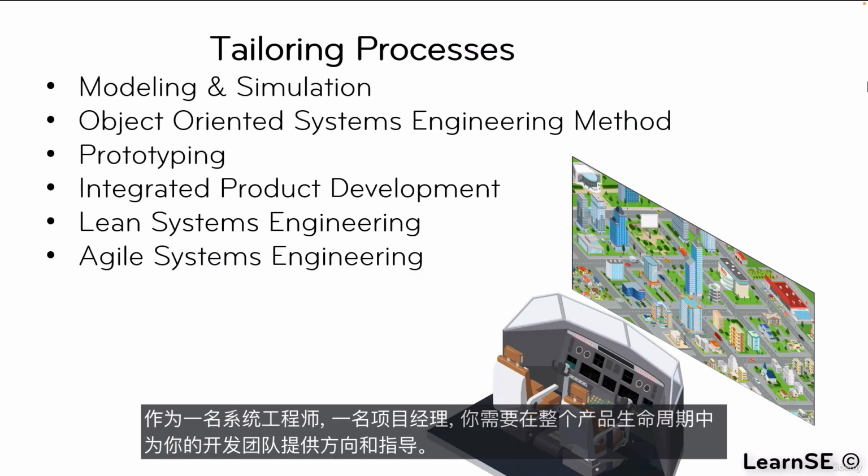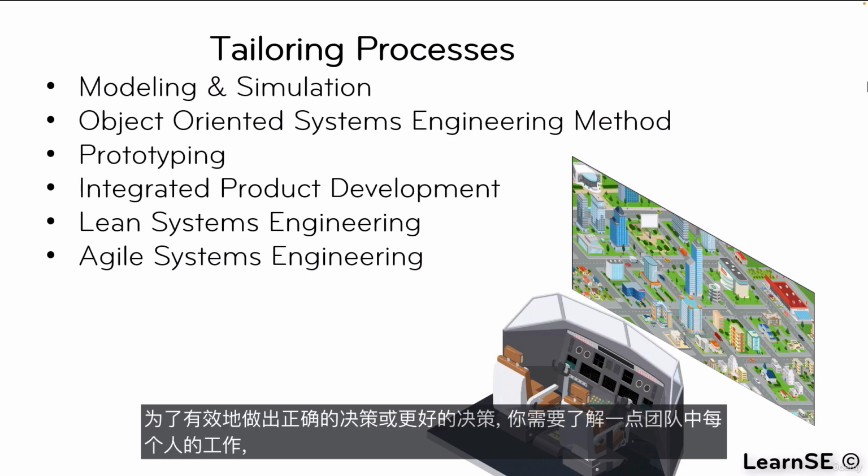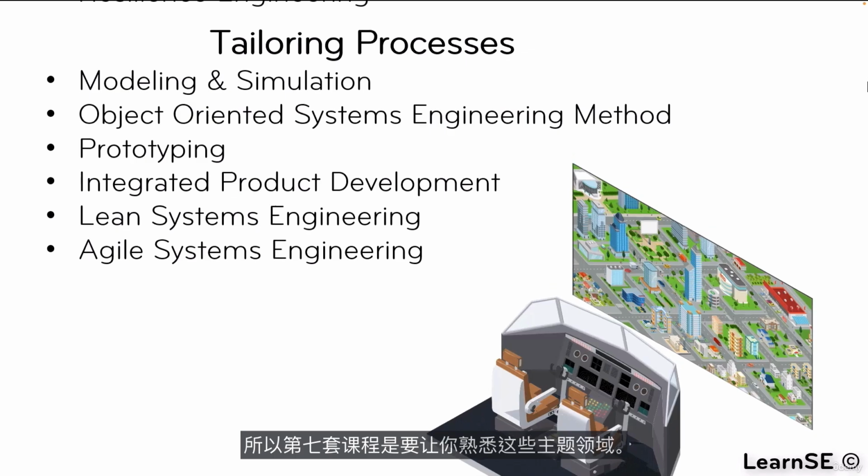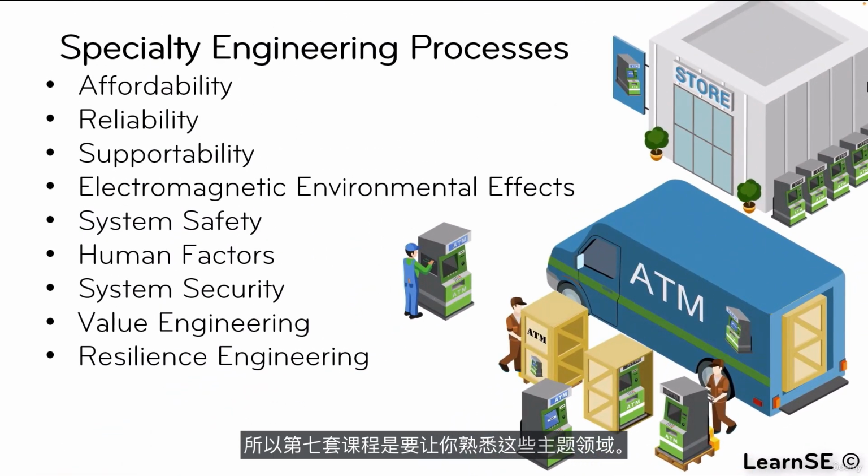As a systems engineer or project manager, you'll be required to give direction and guidance to your development team throughout your product's lifecycle. To be effective at making the right decisions or better decisions, you need to know a little bit about what everyone does in your team, what their specialty areas are. So the seventh set of lessons has to do with familiarizing you with these subject matter areas. These areas include affordability and value engineering, electromagnetic compatibility, environmental engineering, reliability, system safety, human system integration or human-machine interfacing, system security, product support, and resilience.